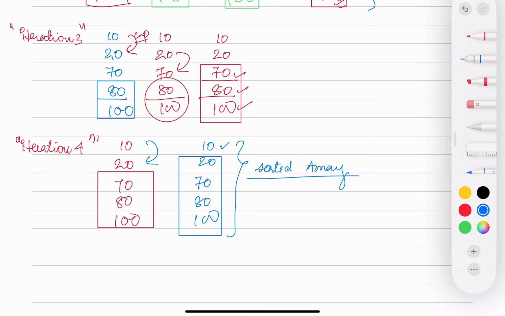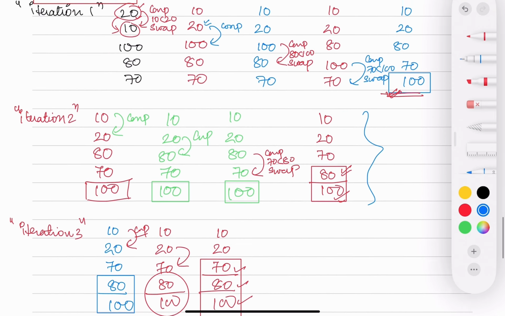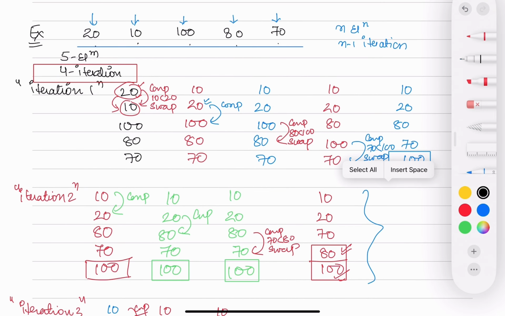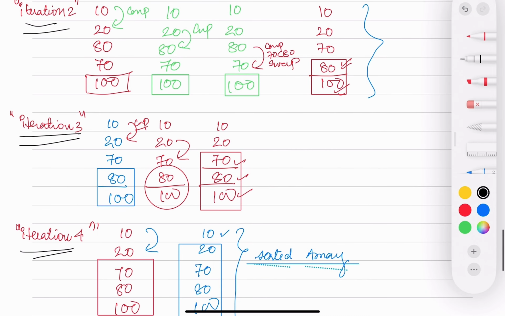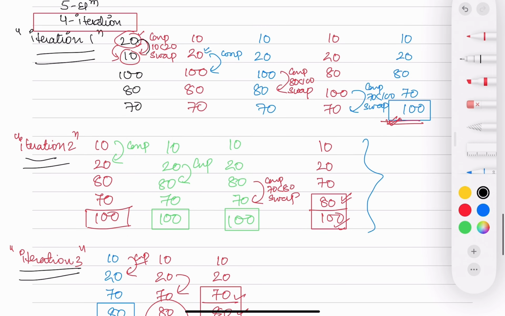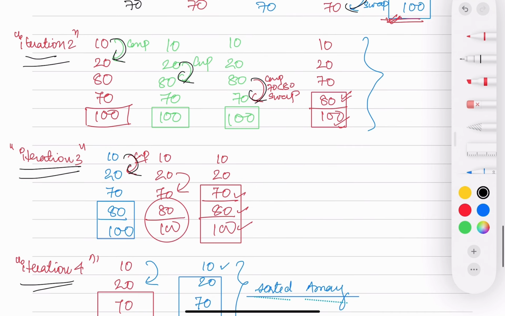So we have seen an example of how bubble sort actually works. Now in our next video, we are going to write the algorithm. To write the algorithm, do you think two for loops will be used? One for loop for the iterations: iteration 1, iteration 2, iteration 3, iteration 4, and another for loop for these passes. Are you understanding? These passes.